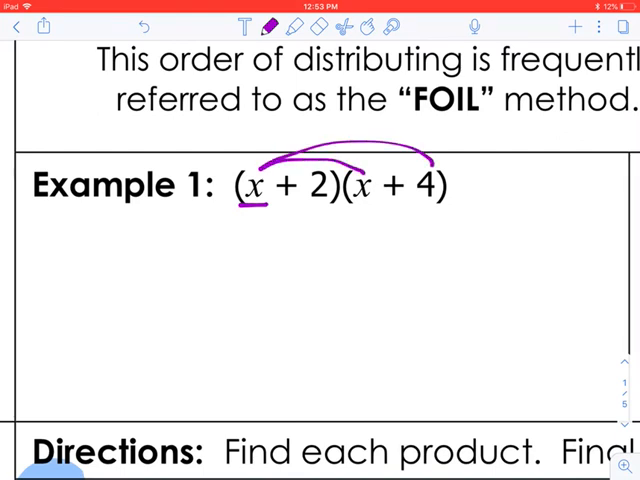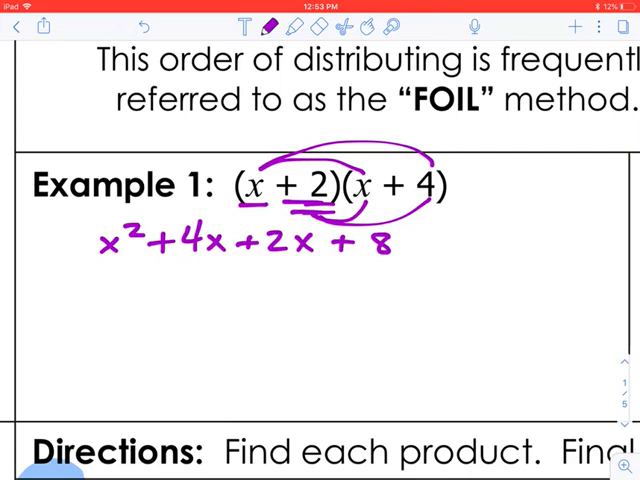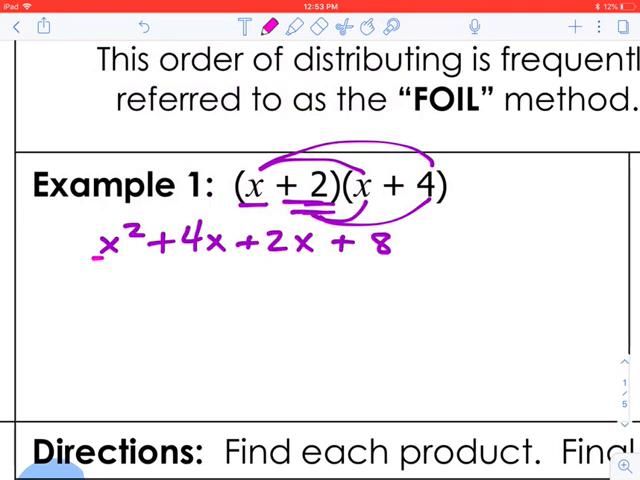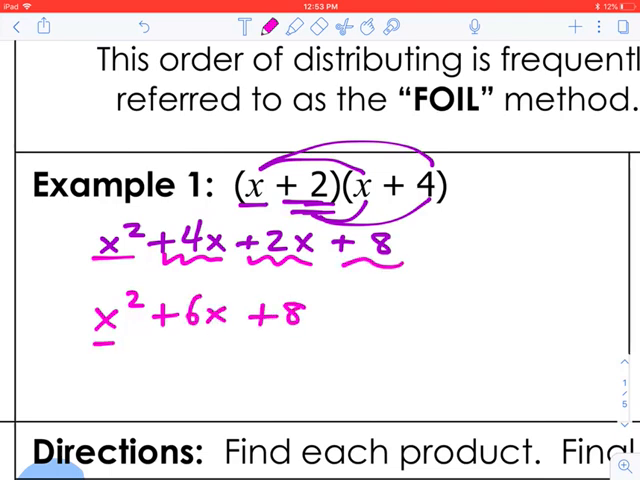So x times x is x squared. X times 4 is 4x. And I'm done with that one. Now I move on to positive 2, and I multiply 2 times x is 2x. 2 times 4 is 8. And now, at the end, we always need to make sure to look for like terms. So x squared is the biggest one. Then I've got 4 plus 2 is 6x. And then constant is 8. So combine like terms, and we're done.